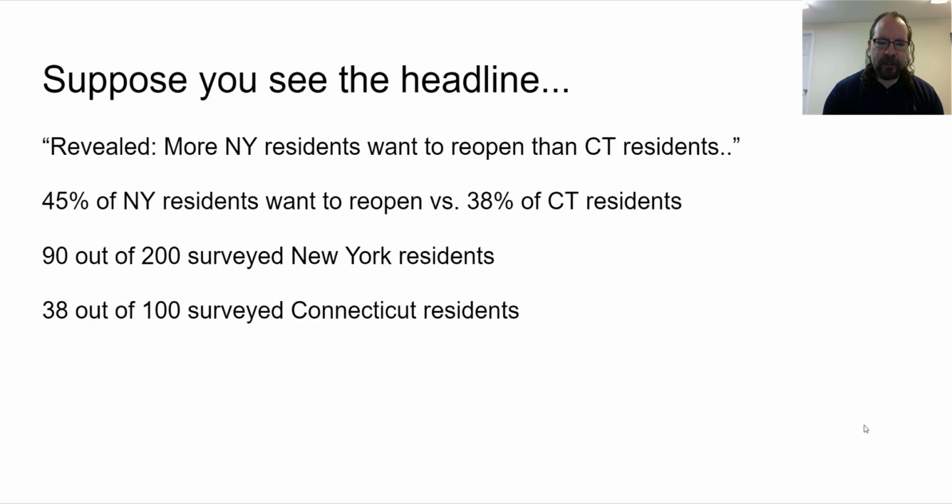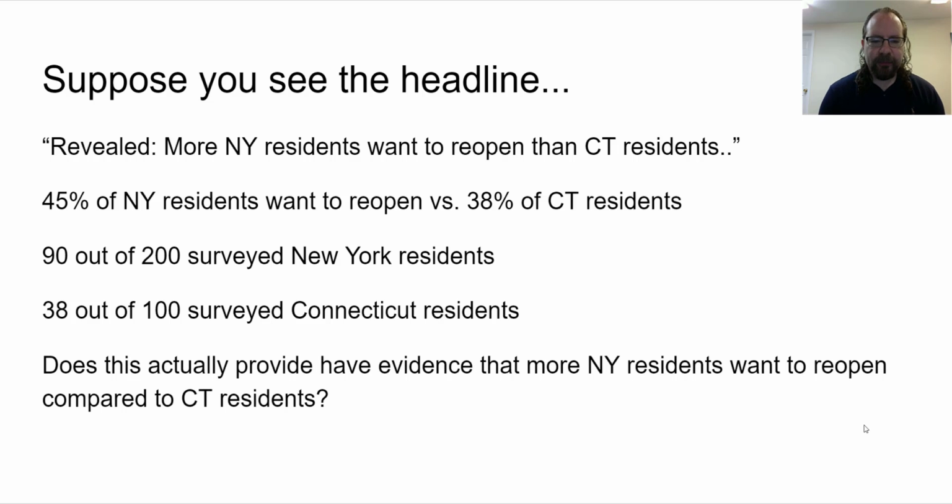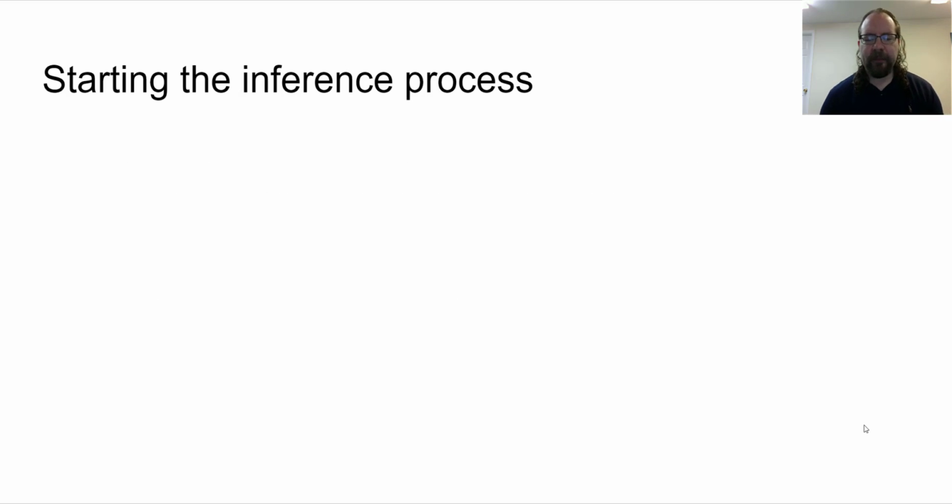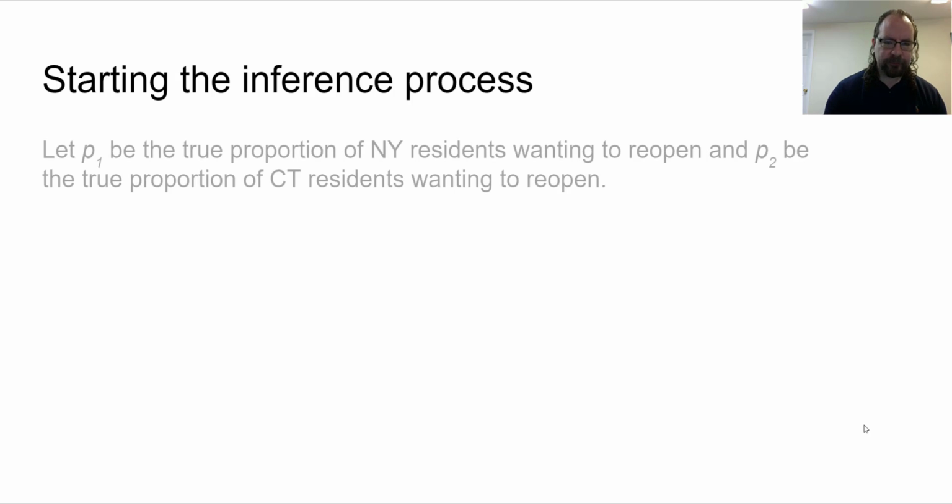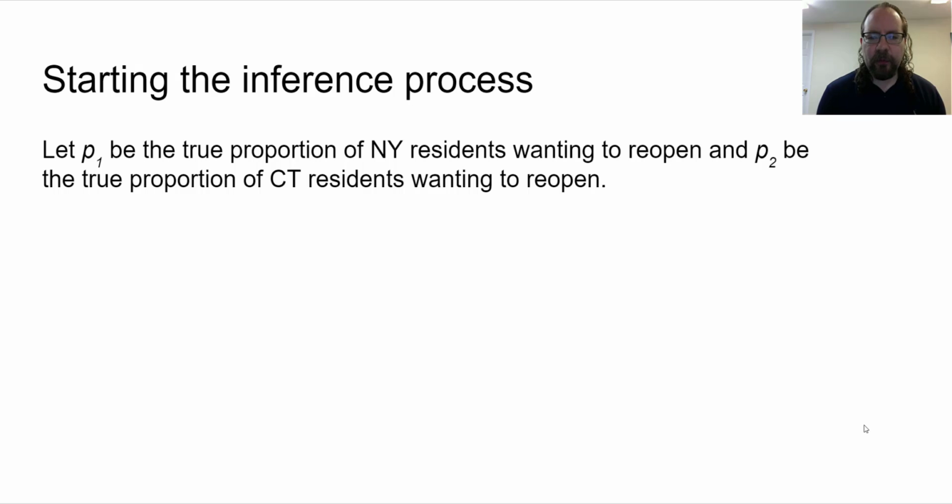So the question we're going to raise is, between these two surveys, does this actually provide evidence that more New York residents want to reopen compared to Connecticut residents? Let's talk about how we would actually begin the inference process when we're comparing two statistics. Both of their proportions came from a sample. So we need to define what we're going to be talking about.